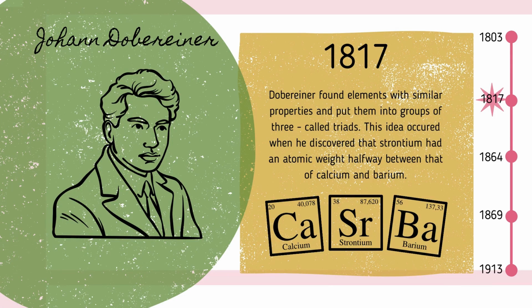Moving on, in 1817, John Dobereiner found elements with similar properties and put them into groups of three called the triads. This idea occurred when he discovered that strontium had an atomic weight halfway between calcium and barium. You can check in here that strontium has the weight halfway between calcium and barium.